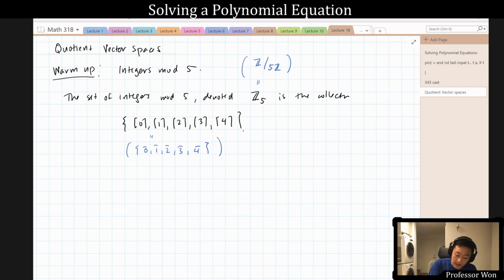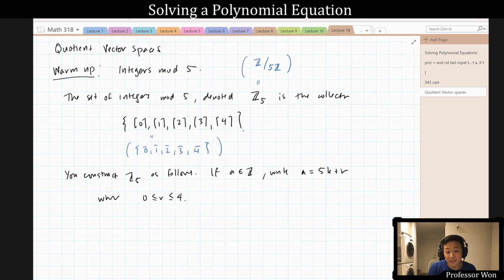Okay, and how do you construct them? You construct Z5 as follows. If a is any integer, then you can write a as 5k plus r, where r is between 0 and 4. This is by the division algorithm. If you take any number and you divide it by 5, you can write it as 5 times an integer plus a small remainder, right? Like 103 is 5 times 20 plus 3, right?